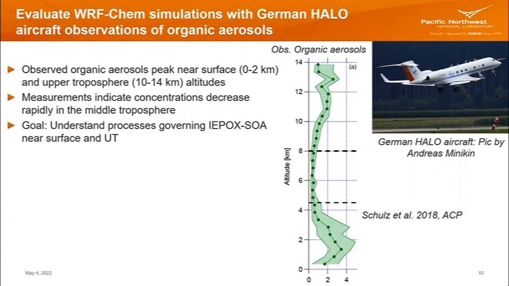Obviously near the surface you have emissions and more chemistry going on. But then even in the upper troposphere, what is causing the peak in organic aerosols and IEPOX SOA? Because in the upper troposphere, the temperatures are really low, 250 Kelvin, minus 50 degrees Celsius or so. So at such low temperatures, whatever organic aerosol exists, whether it's IEPOX SOA or monoterpene SOA, it is mostly in the solid phase. So I'm going to talk to you about that as well.